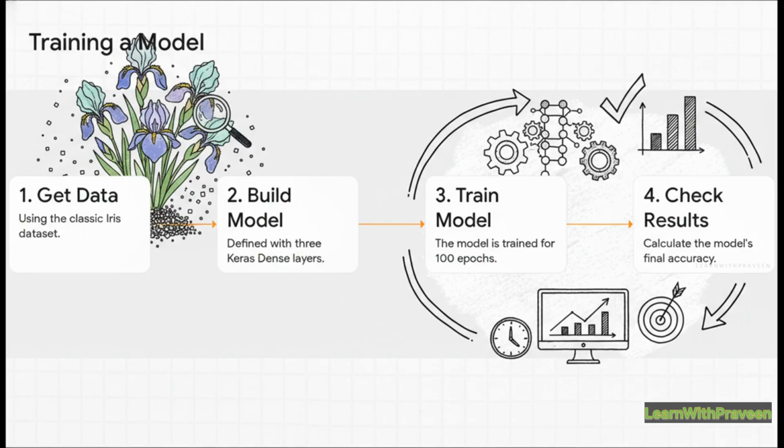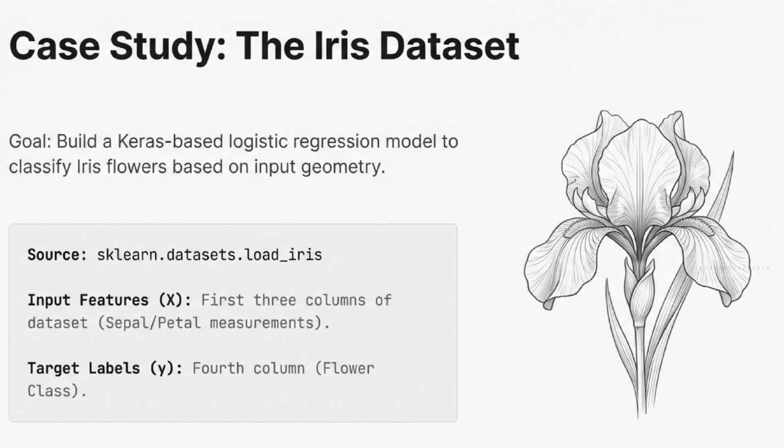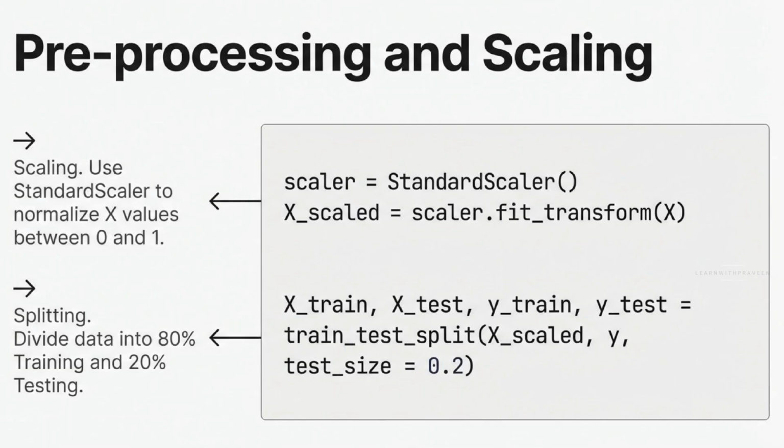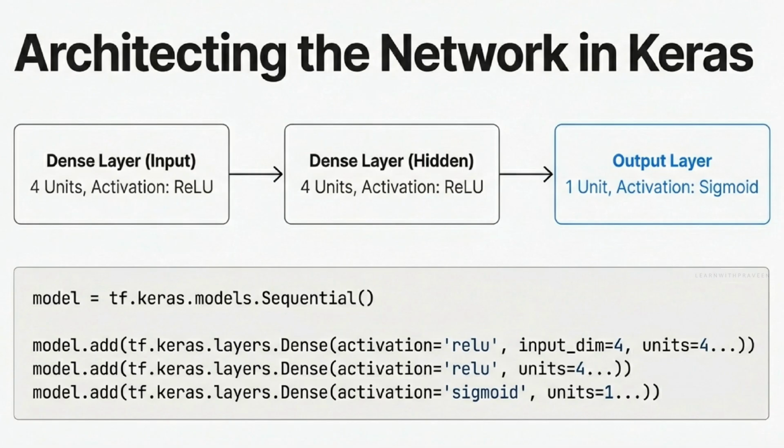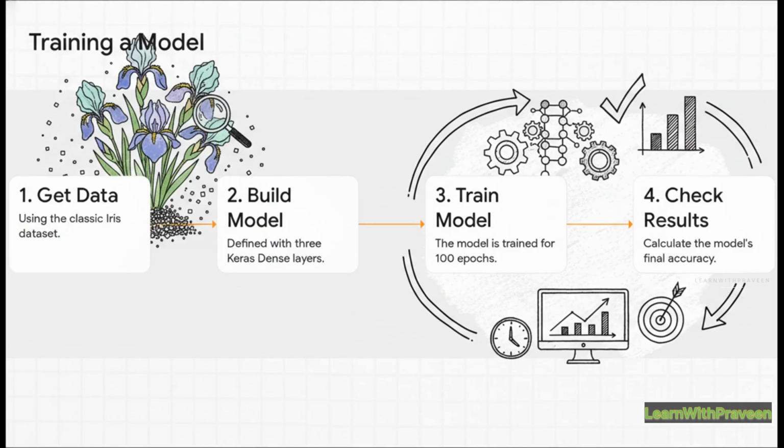First, you need data. We're using a classic flower data set called Iris. It's kind of like the hello world of machine learning. Second, you build the model's structure, its brain. Third, you train it. You just show it the data over and over again so it can learn the patterns. And finally, the big one. You check if it actually learned anything useful.